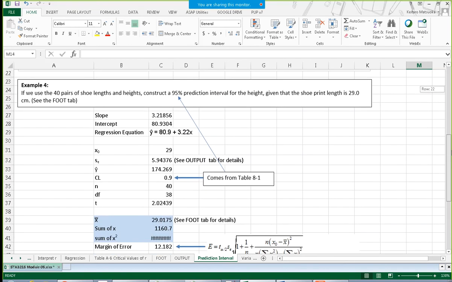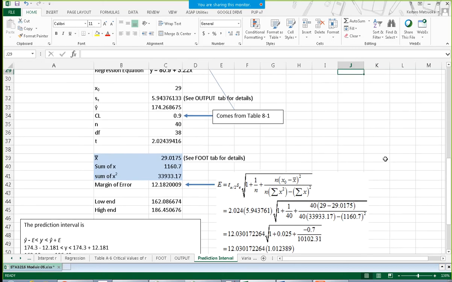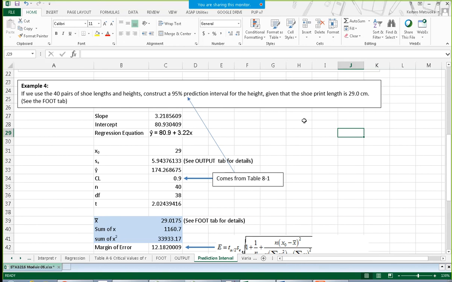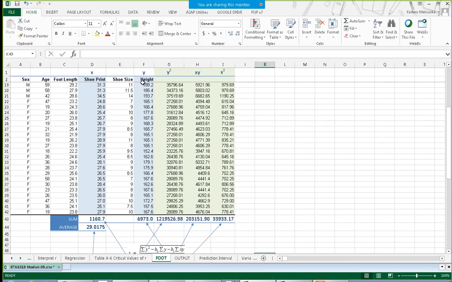So if you read through the lecture notes, there's an example that does something similar to this. If you use 40 pairs of shoe length and heights, construct a 95% prediction interval for the height, given that the shoe print length is 29 centimeters. Okay, so here's the process. I'm just going to show it to you. You don't have to actually do this. The steps are, first, you have to figure out the regression equation, which I showed to you. By the way, the data is over here. Okay, so there are 40 of them, 40 pairs.